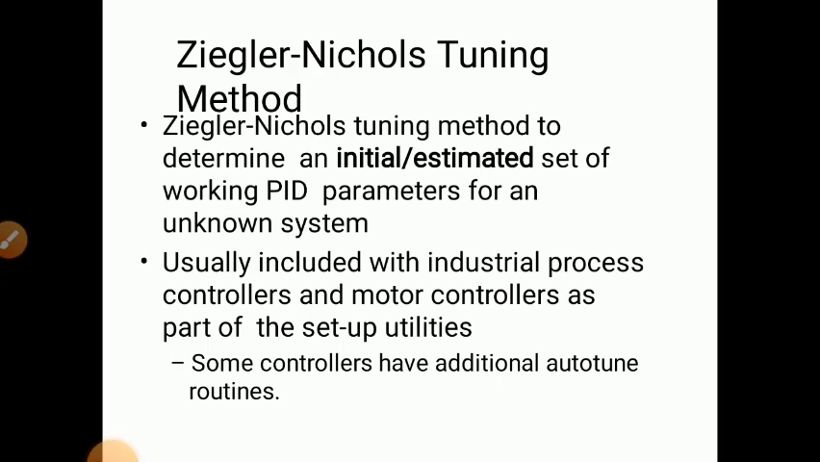The Ziegler-Nichols tuning method determines an initial or estimated set of working PID parameters for an unknown system. It is usually included with industrial process controllers and motor controllers as part of the setup utilities. Some controllers have additional auto tune routines, so they get tuned automatically.